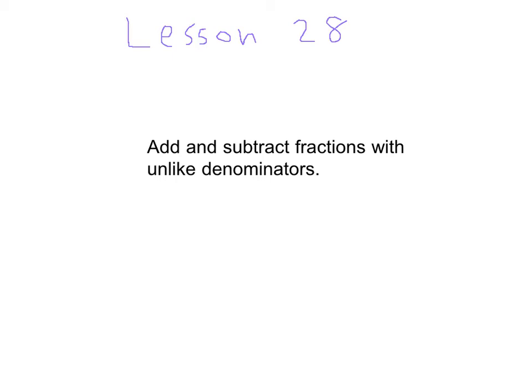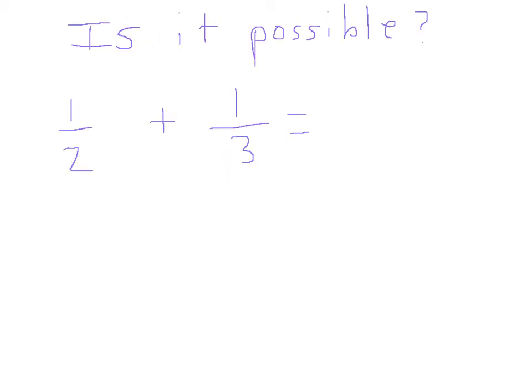Okay, we are ready to move on to lesson 28. And in lesson 28, we are going to add and subtract fractions with unlike denominators. If you don't know what that means by unlike denominators, basically what we're talking about is we've got a denominator here, 2, and a denominator here, 3. They're not the same. Can I even add 1/2 plus 1/3? The answer is yes, you can.